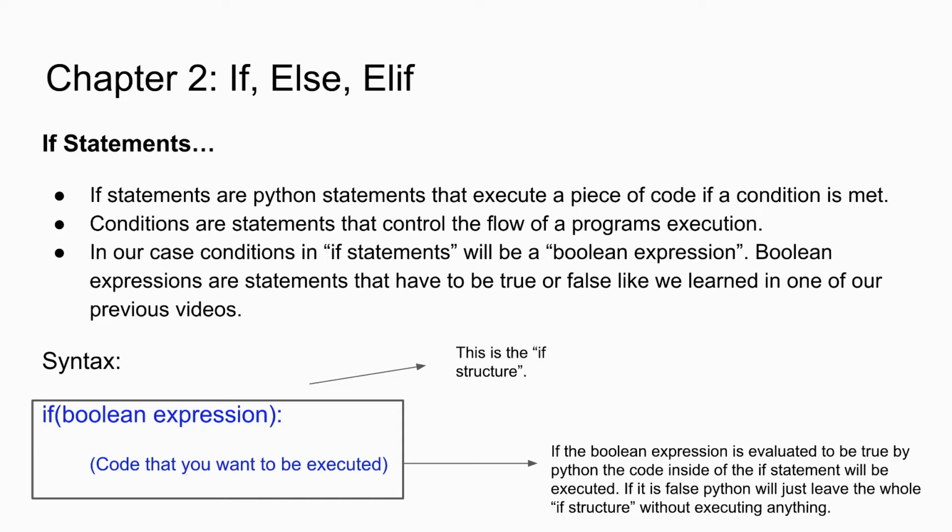This is very important. So in this case, if our Boolean expression is evaluated to be true, that code will be executed. If the Boolean expression is evaluated to be false, Python will leave the whole if structure. Whatever is inside of this box is what we call the if structure.